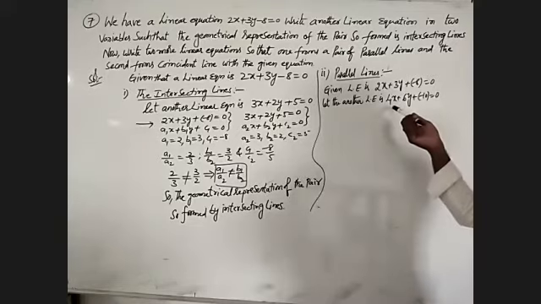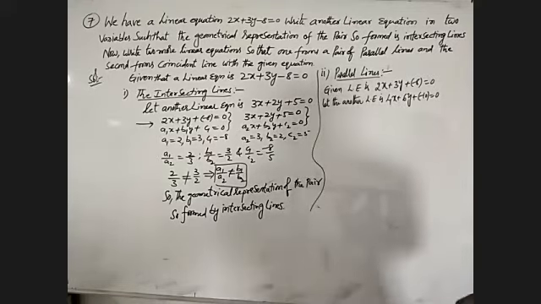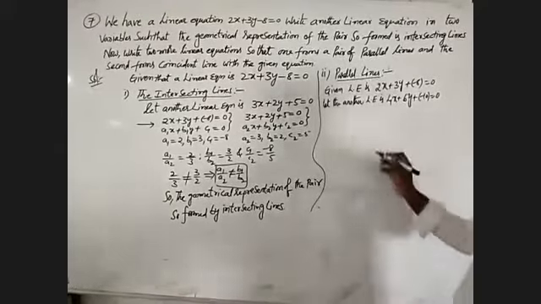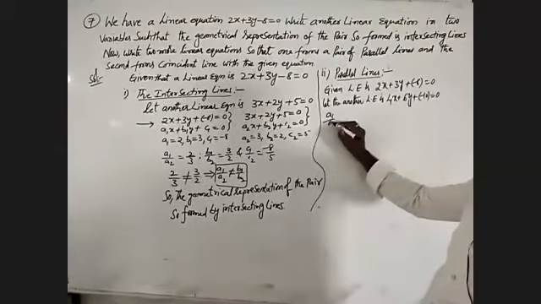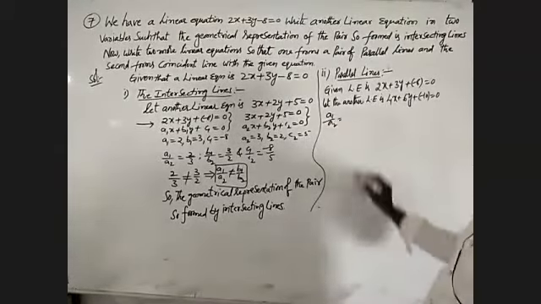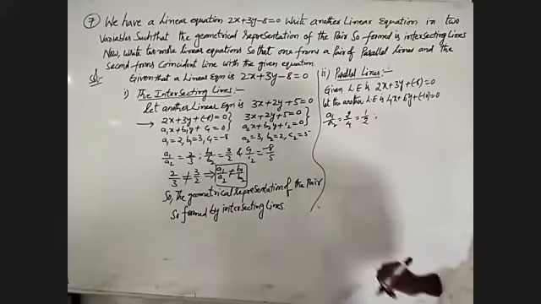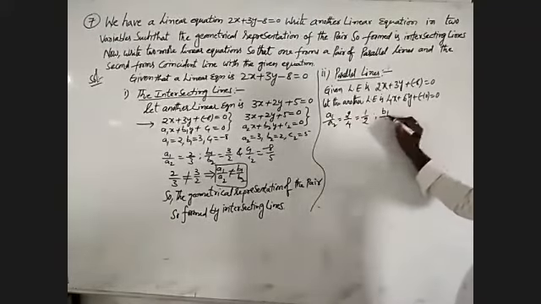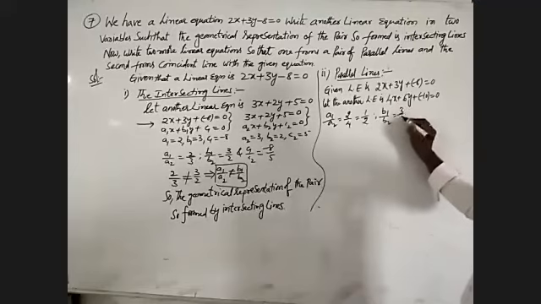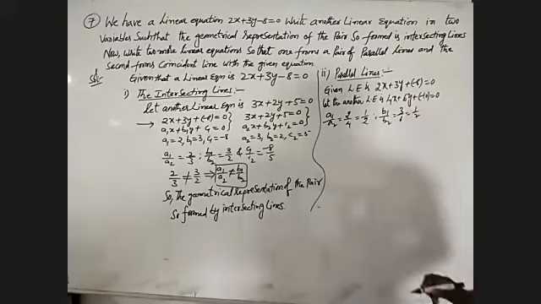After that we have to check it in this one. a2 becomes 4, b2 becomes 6, c2 becomes minus 10. That means here we have to check that the coefficients a1 by a2 is equal to 2 by 4, that must be equal to 1 by 2, as well as b1 by b2 is equal to 3 by 6, that also must be equal to 1 by 2.